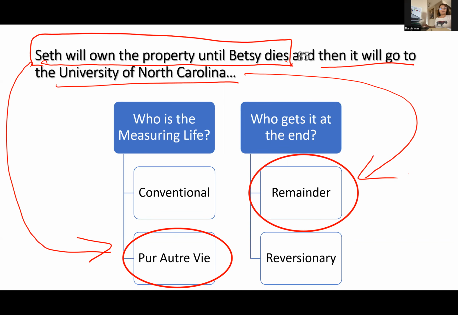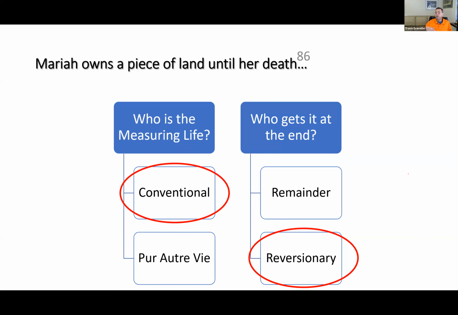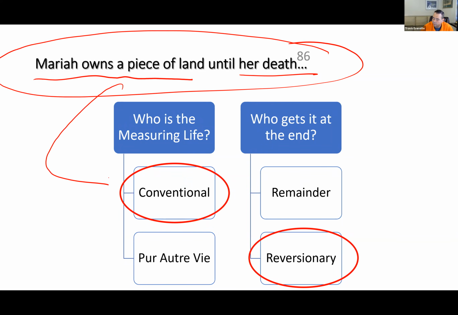Good. Okay. Confident. Maria owns a piece of land until her death. Okay, so Maria owns it until her death. Well, if we take all of that together, that tells us what? It's conventional. And then they didn't tell us what happens after that. If they don't tell us what happens after that, it's got to be what? Reversionary. If we can't point to the "and then" statement, then it has to be reversionary. It's reverting back.